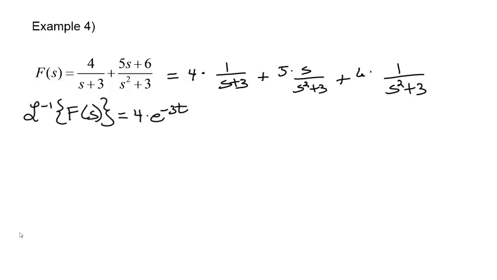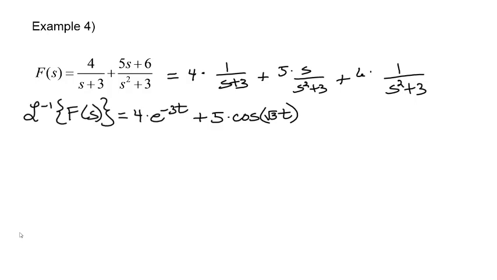Okay? If you look back at your chart for the s over s squared plus b squared, that involves rule 4, a cosine. So if we take out the 5, the coefficient, then the inverse Laplace of s over s squared plus b squared is cosine of bt. Now in this case, b is whatever is squared to give us 3. So that means b is the square root of 3. So this is the square root of 3 times t. The square root does not include the t.